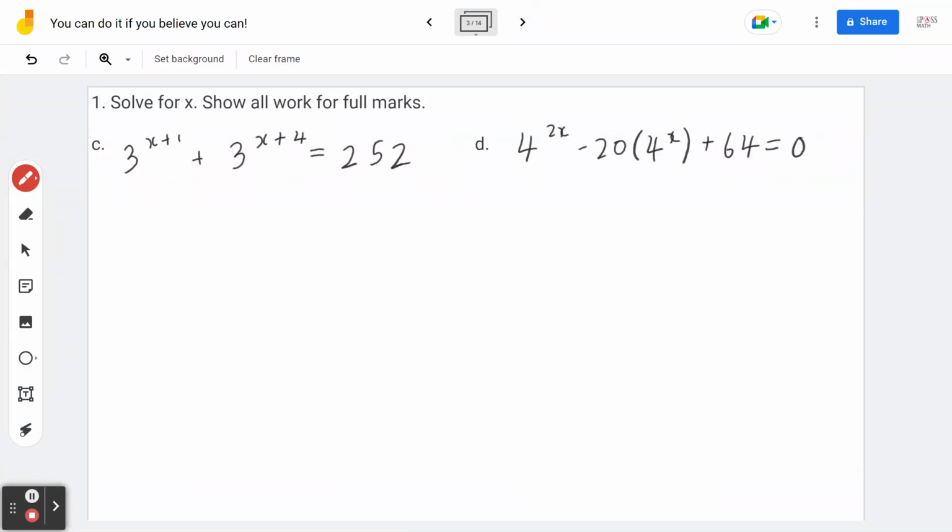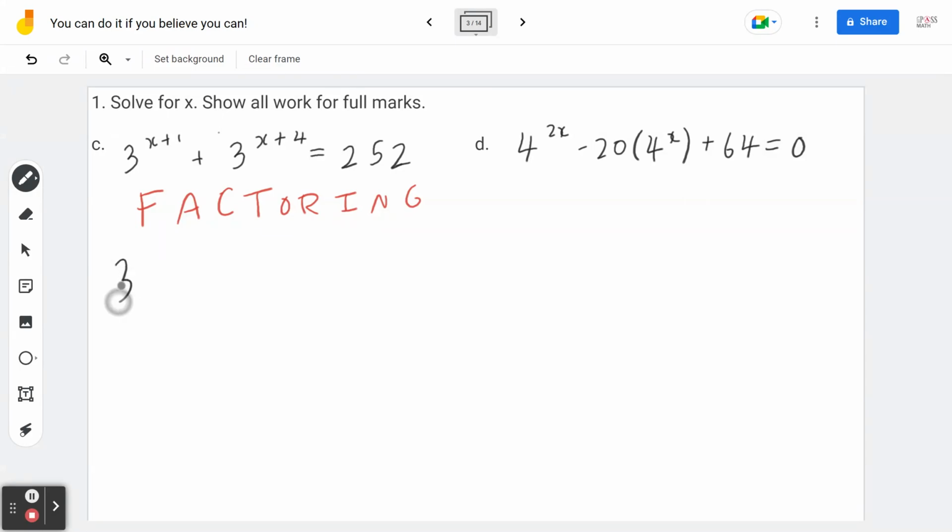Example 1c. 3 to the power of x plus 1, plus 3 to the power of x plus 4, equals 252. So again, step 1, you want to think about factoring. I'm going to write this for you. Factoring is a very useful skill in terms of solving this type of question. What I really mean is you want to factor the term with the smaller exponent.